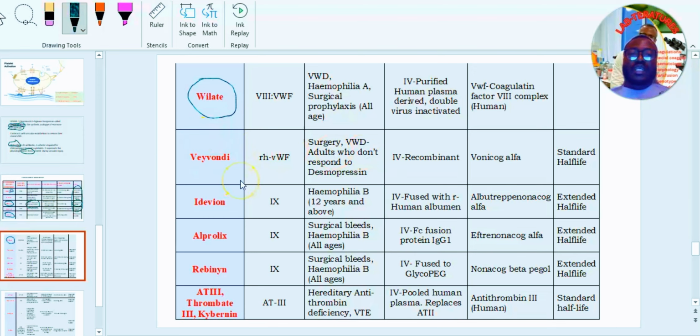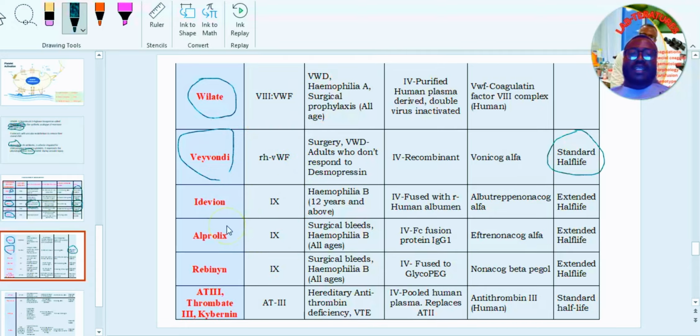So we have Vonvendi as well, which is also for von Willebrand disease. And this is recombinant human von Willebrand factor. It means it is recombinant, it is a synthetic analog, and it is human. It means it was structured exactly as how the human von Willebrand factor is. That is what it actually means. The generic name is vonicog alfa, and it is standard half-life. Means it wasn't extended, it was just made in the structural appearance of the human type of von Willebrand factor. So Vonvendi and Willate are for von Willebrand factor replacement.